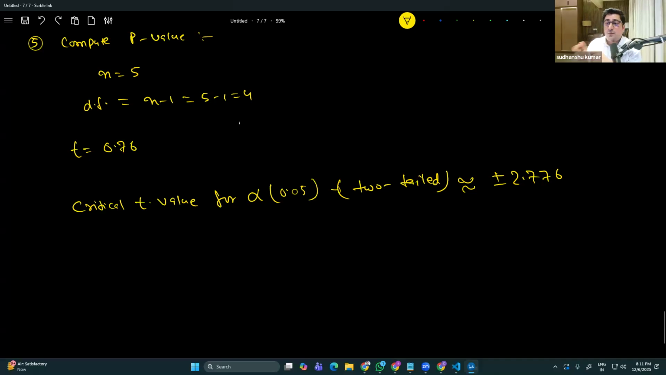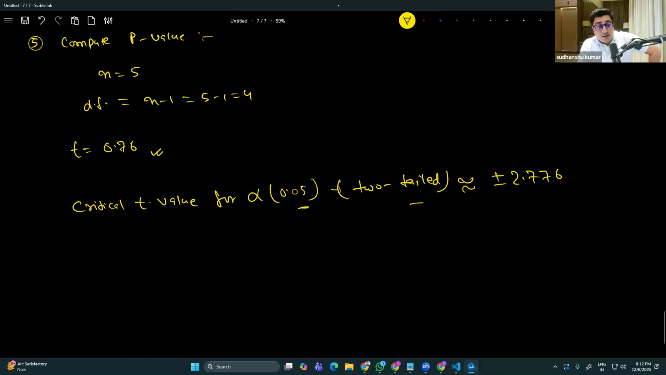And what is the t value which I was able to calculate from the data? The t value which I'm able to calculate from the data is 0.76, and the critical t value that we are able to compute from a table, based on my risk level and tail, is plus minus 2.776. We can try to say over here.